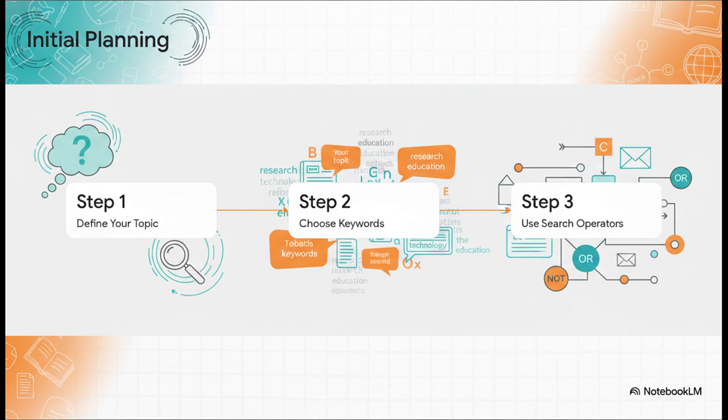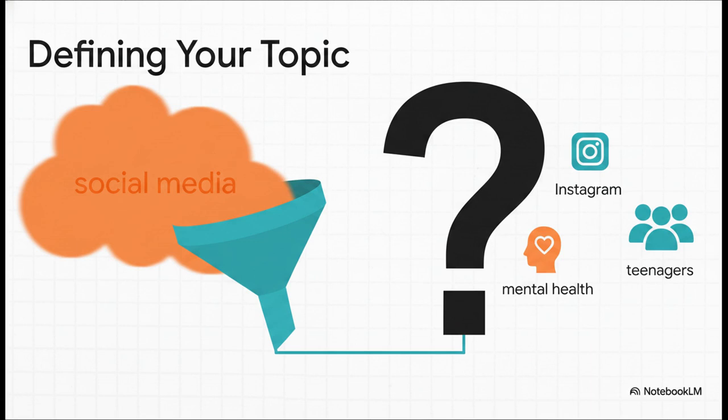Simple as that. Okay, step 1 is all about clarity. A vague topic like, say, social media is going to give you millions of results you don't need. Instead, you've got to frame a really sharp research question. Something like, what is the impact of Instagram on the mental health of teenagers? See, right away that gives you your main concepts: Instagram, mental health, and teenagers. Trust me, this will save you hours of scrolling.